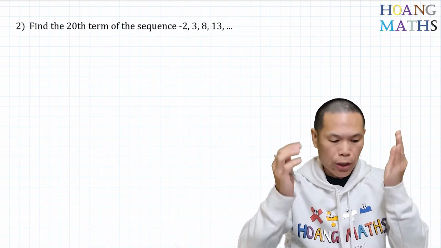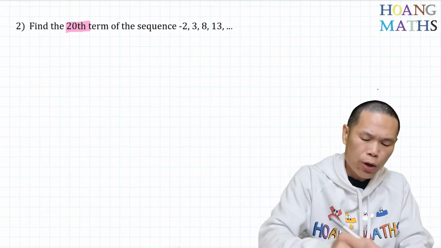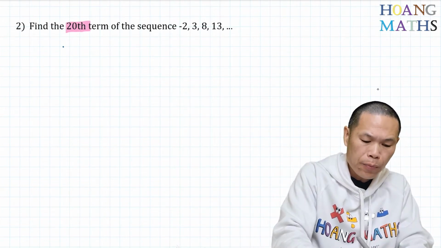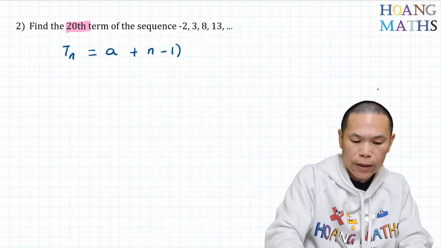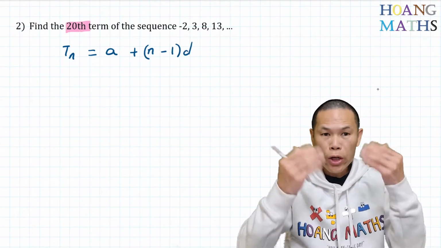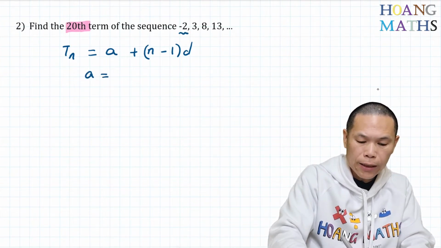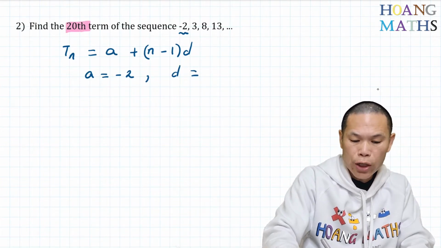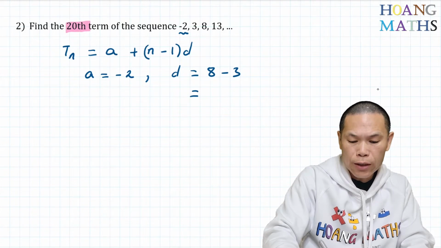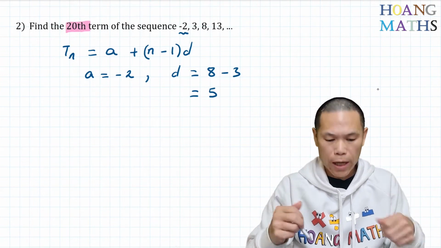Second one, to work out the 20th term for this sequence here. We need to know that the rule to find the nth term is Tn equal to A plus N minus 1 times the common difference. We know that A is -2. Let me just write this down. A is -2, and the common difference is equal to, let's use term 3, that is 8, minus term 2, that is 3. So the common difference is 5. Or you can use term 4 minus term 3, or term 2 minus term 1, and you should get 5 as well.